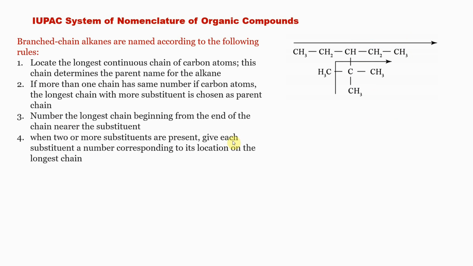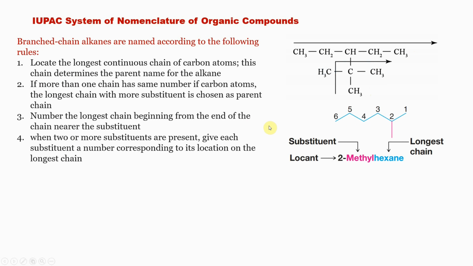When two or more substituents are present, give each substituent a number corresponding to its location. That's what we just did. We said this is 1, this is 2, so we gave a number 2 for this carbon and 2 for this carbon. So 2,2 dimethyl pentane. Okay, simple. We will see more examples pretty soon. Also, I sent you a worksheet with examples.